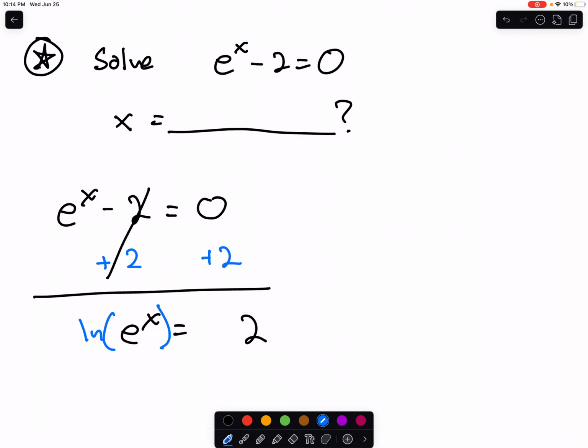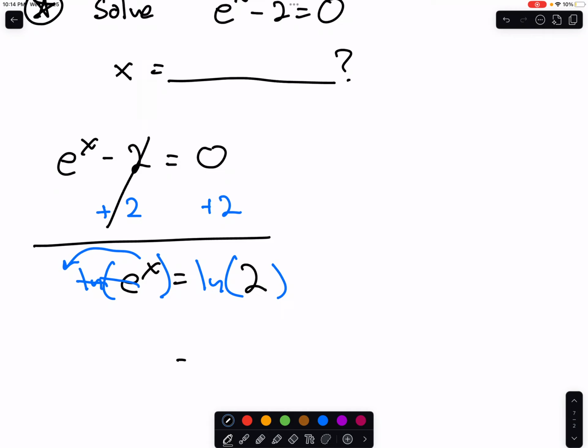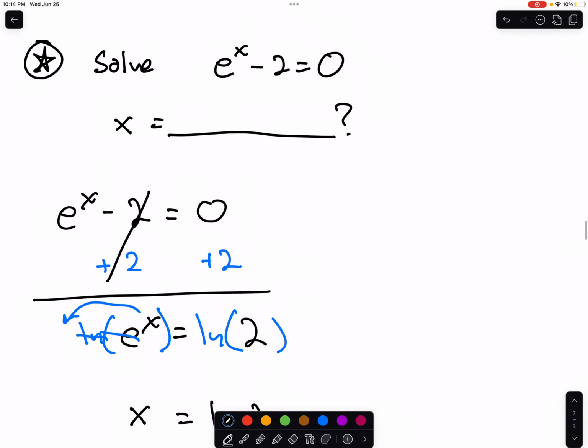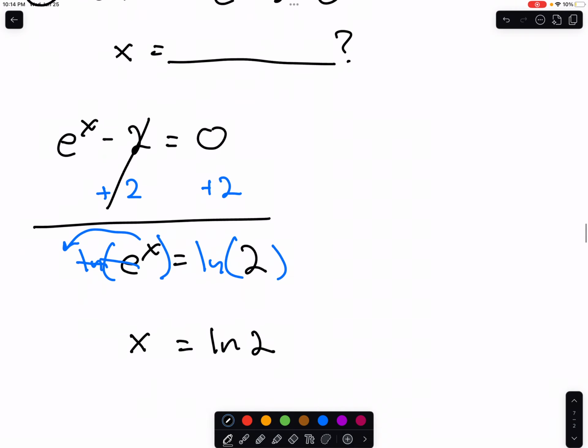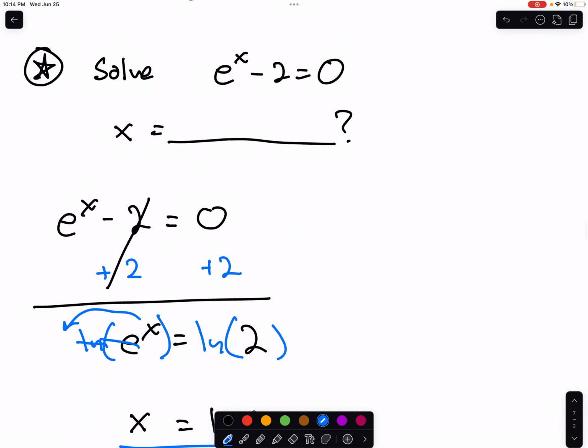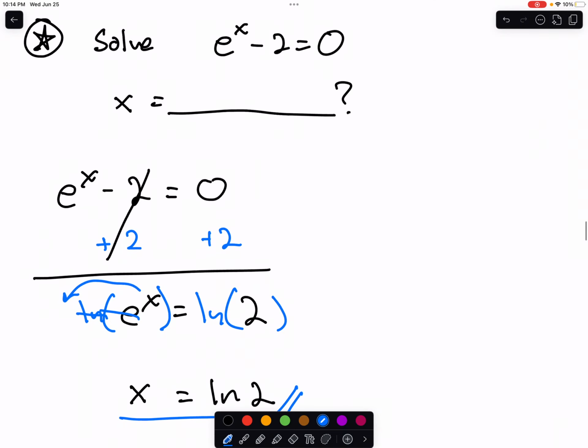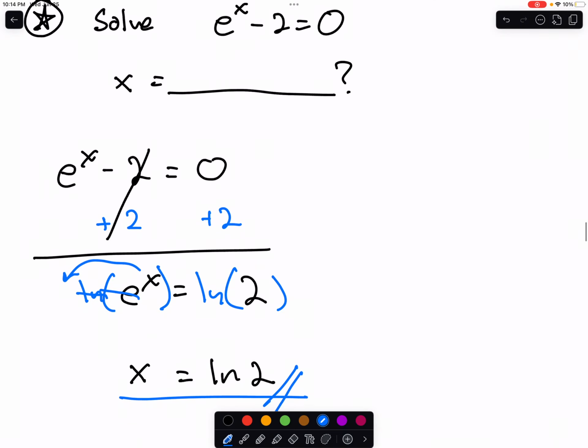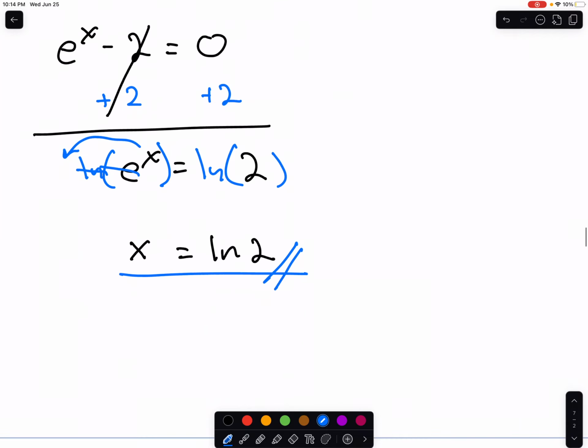So this is taking the inverse of an exponential, right? So that allows this guy to come down and these cancel. So then on the left, we have x. And on the right, we have the natural log of 2. So that result should just be natural log of 2. Because natural log and e are inverses of each other, so when we say e to the power of natural log of 2, they're going to cancel. We're going to be left with 2 minus 2 to give us 0.